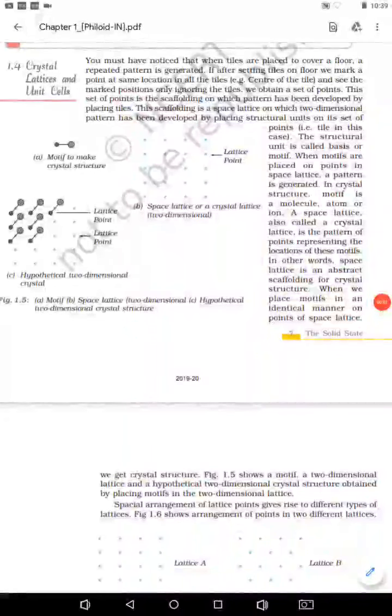Hello everyone. This is the second lecture for the chapter solid state, and in this lecture we are going to study about the crystal lattice and the unit cell. First of all, let us understand what is meant by crystal lattice.